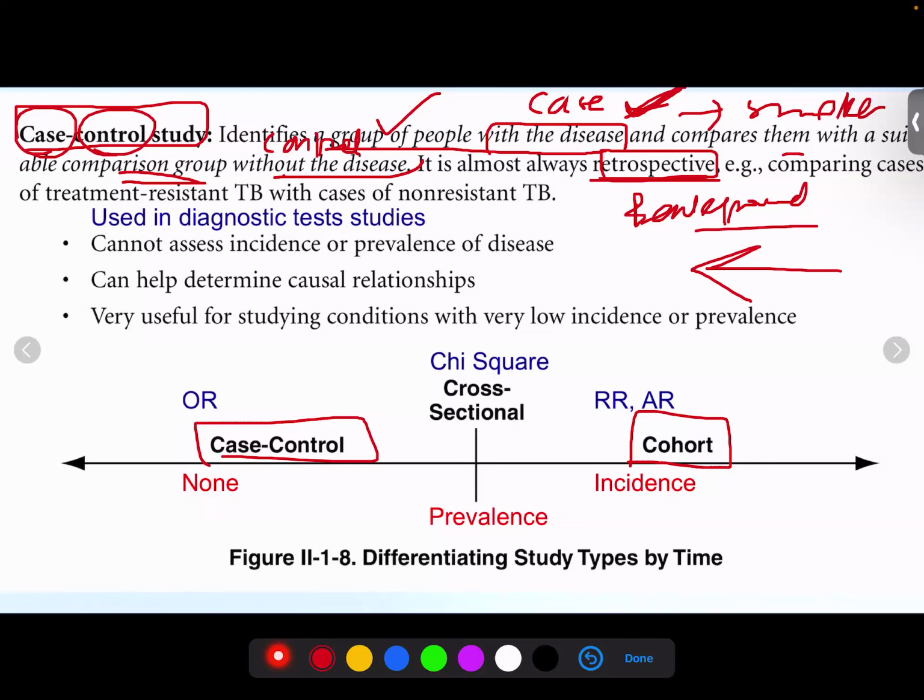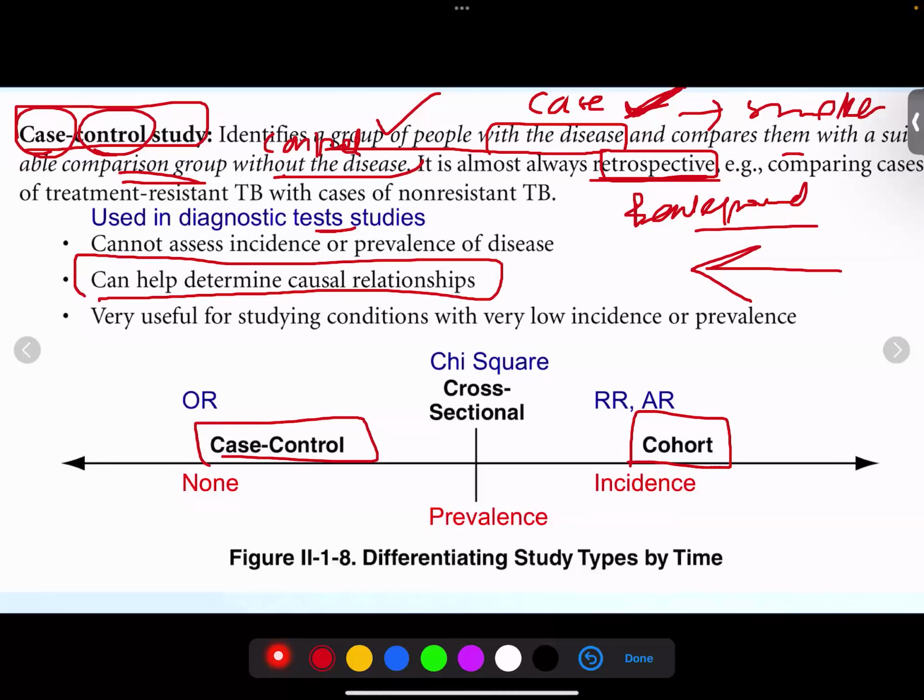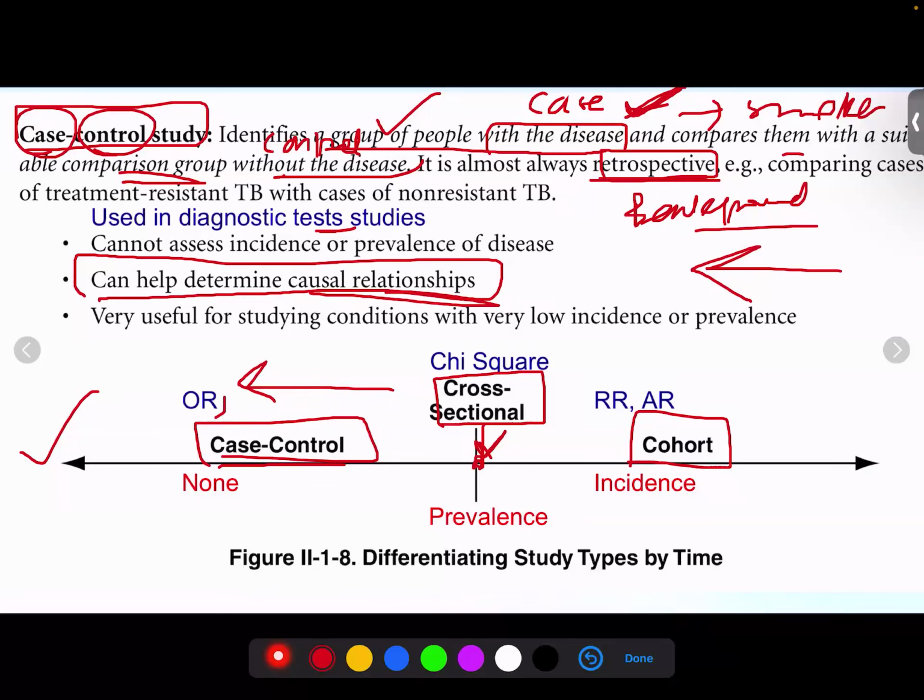Okay, so what is important is that it is used in diagnostic test studies, and it helps establish causal relationships, the relationship between any exposure and the disease. If you see this diagram, the cross-sectional study is at a particular time, at one point you are studying. And if you go backward, that would be a case control study. And in a case control study, we will be using odds ratio as well.